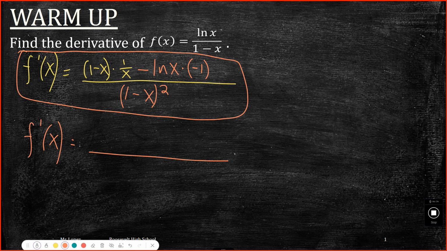Well, if you multiply it out, if you distribute this right here, then you're gonna get 1 minus x. It's 1 over x and minus 1, because they're gonna cancel out right here, and then here that's gonna be a positive ln x, and then over 1 minus x squared.